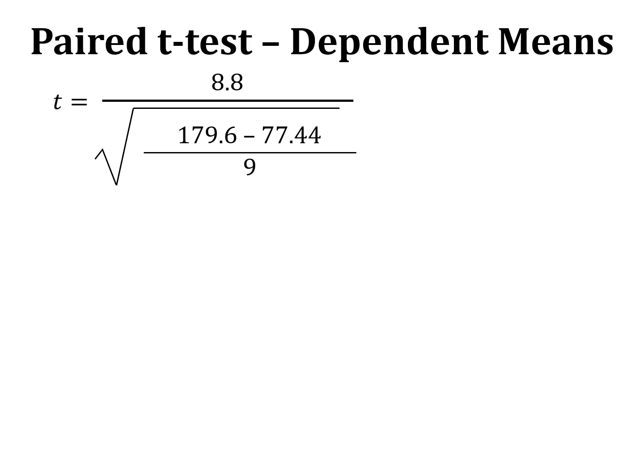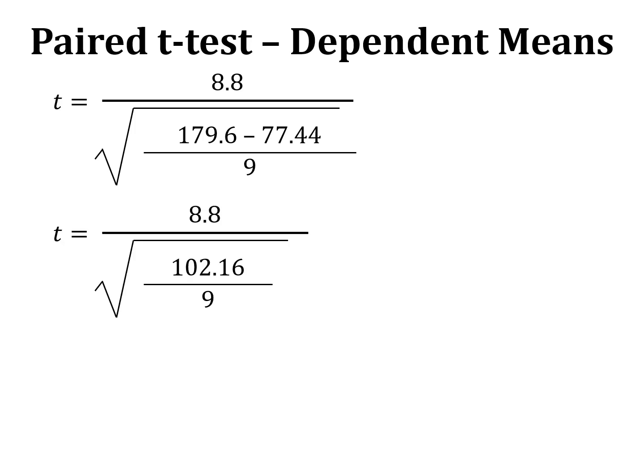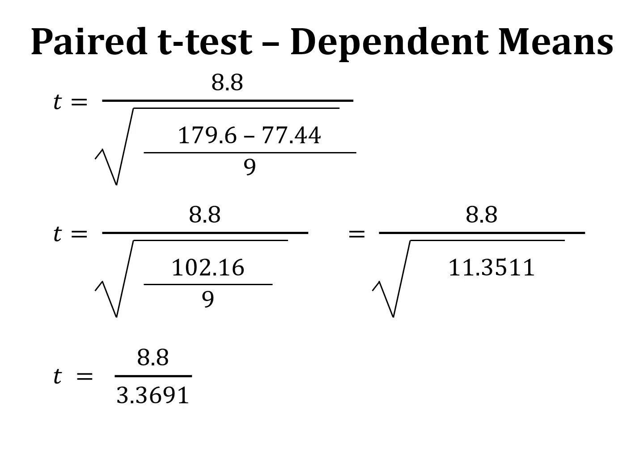So I have pasted the same step over here, and now we do the further calculation. So we have 179.6 minus 77.44, and the answer is 102.16. Now we are going to divide 102.16 by 9, and the answer is 11.3511.